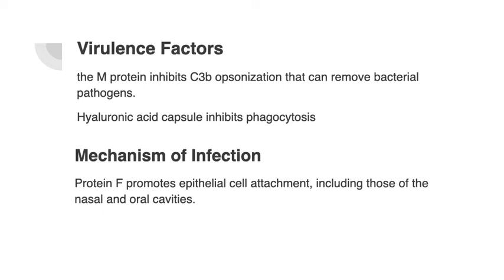Hyaluronic acid capsules also inhibit phagocytosis, and the capsule actually protects it from macrophages to begin with. So we can see the M protein and this capsule kind of have the same end goal. Moving on to the mechanism of infection, protein F promotes epithelial cell attachment, including those of the nasal and oral cavities, and protein F, or fibronectin binding protein, essentially helps Strep pyogenes get into the epithelial cells.